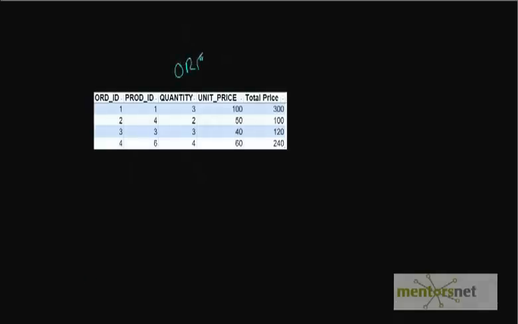So this is my order table, and it has order ID say 1, 2, 3, 4. These are all unique, and this is the primary key in the order table. Then I have a product ID 1436, and then the quantity. The unit price is 100, so 100 multiplied by 3, 300 is the total price. That is the way I store it. So the question is, what is the problem in this? Are you seeing any redundant data here, or anything that can create a data anomaly?